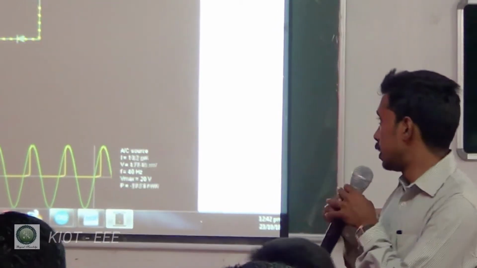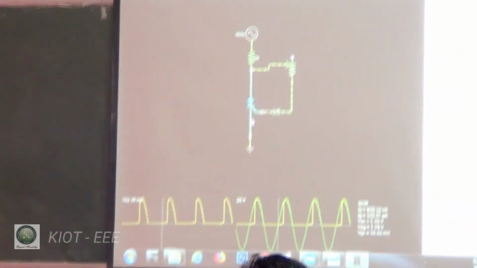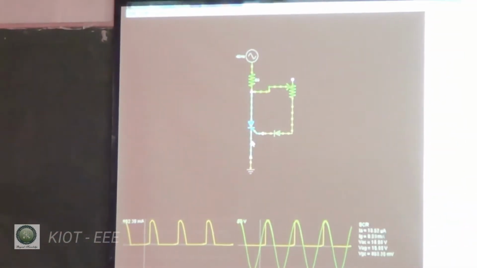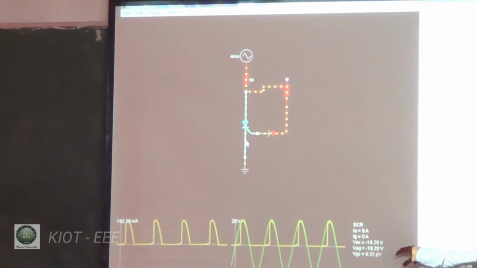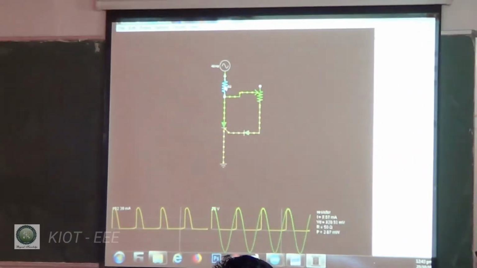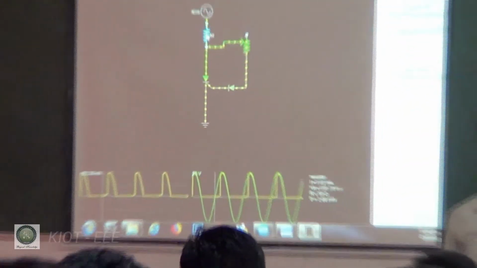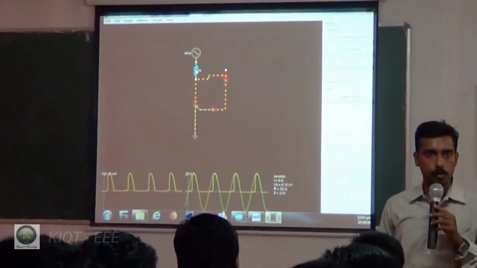Similarly you can see the current flows, and when I place my cursor near a particular wire, it will show me the relevant current and voltage levels. If I place it across this resistor, it shows me the voltage across that resistor and the current value. All of these you can find as real-time values.